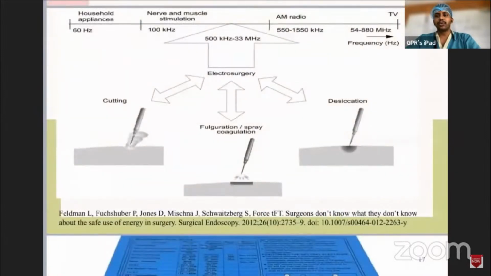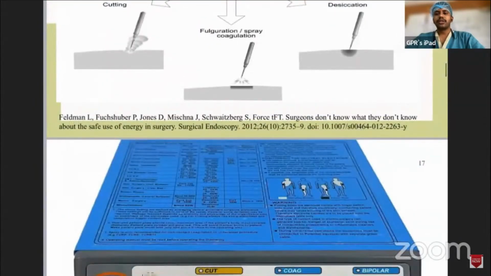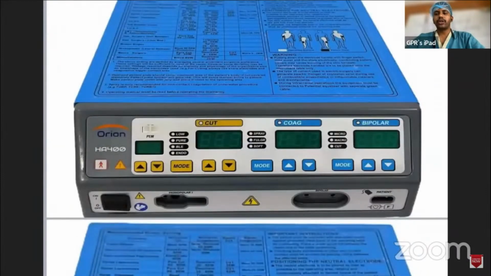So these are the various cycles of current we use. Household activity uses 60 cycles per second, whereas what we use in our electrosurgical or cautery unit is around 33,000 hertz up to 500 kilohertz of current. So this is how an electrosurgery or electrocautery unit looks. It has three different modes: cutting, coagulation, or bipolar.